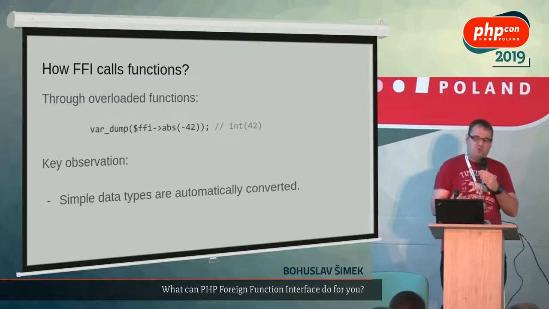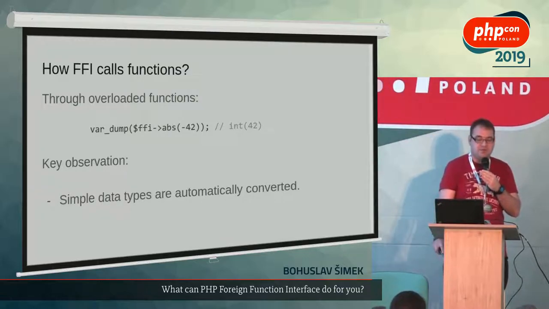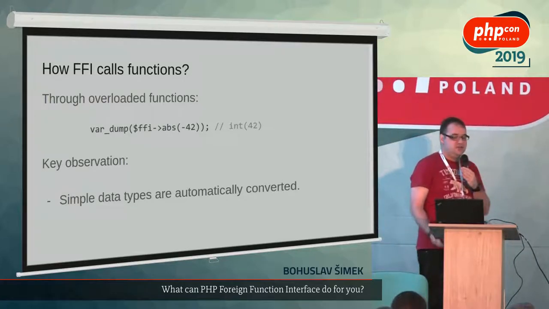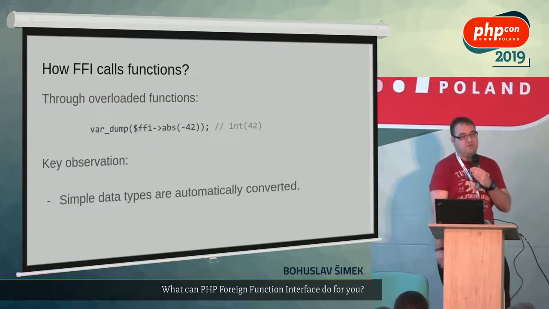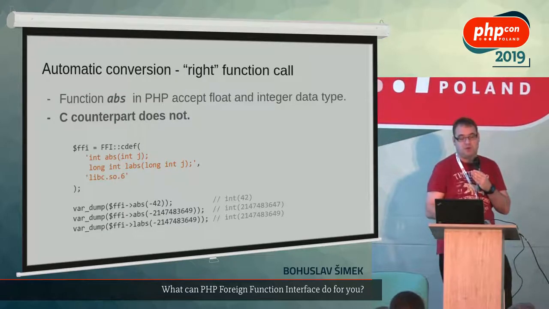And how do we call this function? Well, we have an instance of the FFI object and we just call the defined function by its name and provide all important parameters. So in this case, we can see that the absolute value of minus 42 is 42. One important observation in this area is that the simple data types are automatically converted. You don't need to do anything. All numbers will simply be converted into their C counterparts.